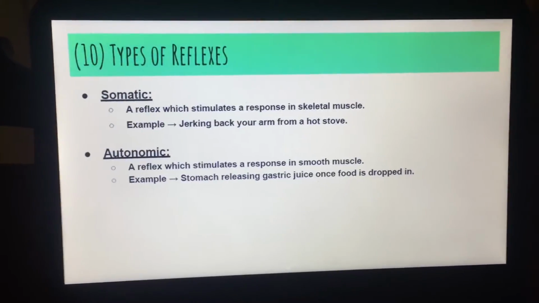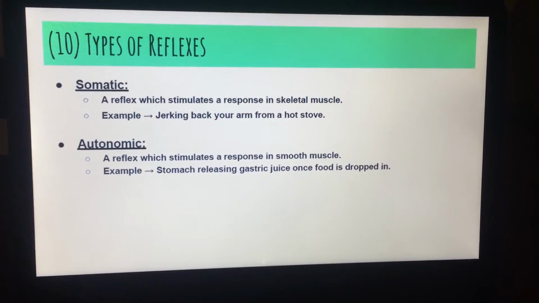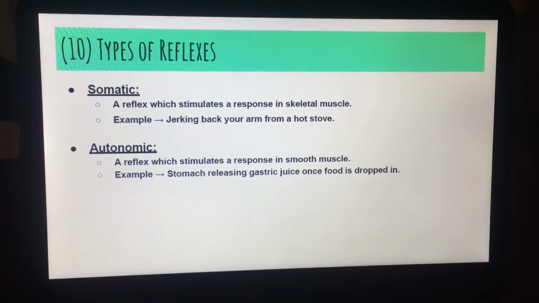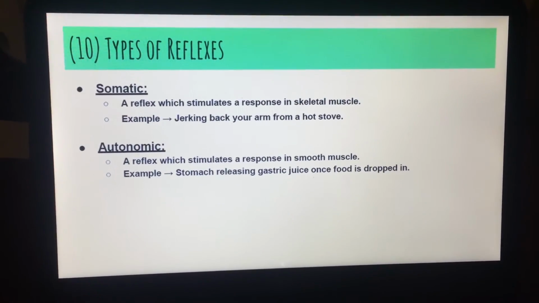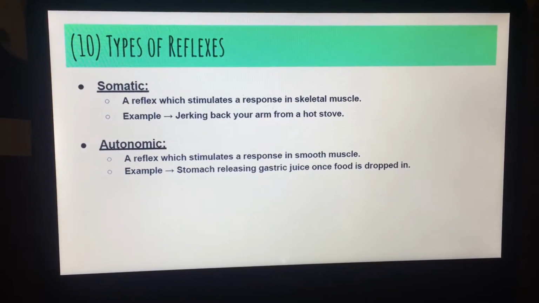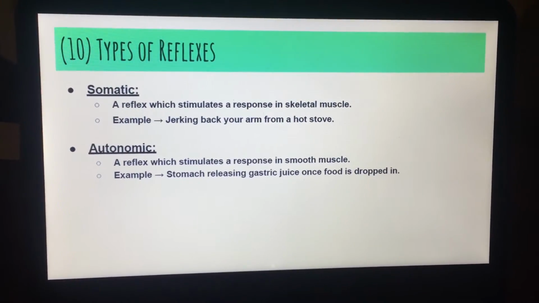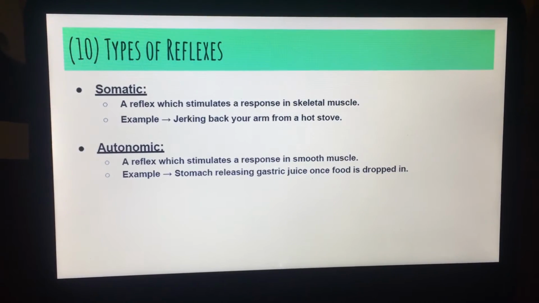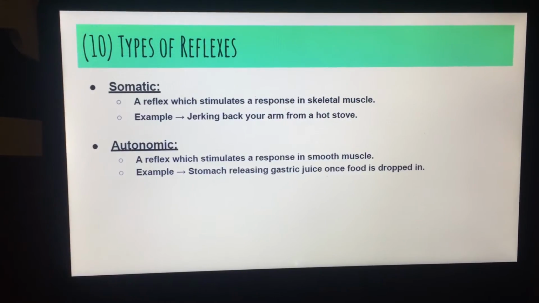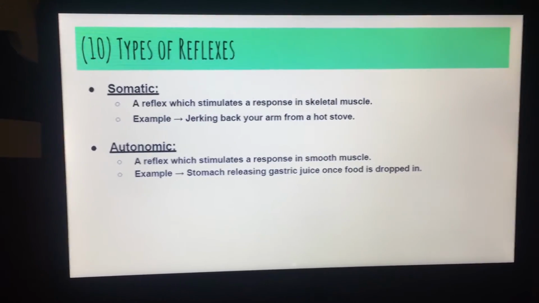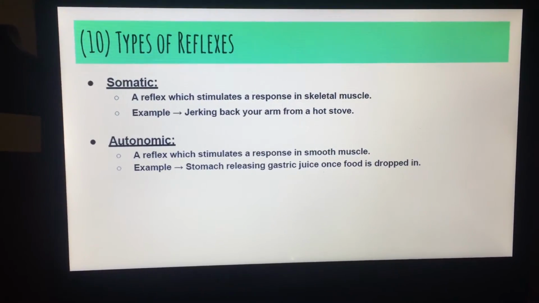Now you have two types of reflexes, somatic and autonomic reflexes. Somatic reflexes stimulate skeletal muscles. So these are the muscles on top of your bones, muscles that make up your arms, your legs, your face, your back, parts of your torso, your abdomen. Those are your skeletal muscles. So when you jerk your arm away from a hot stove, or you jerk your hand away if you touch something really sharp, anything like that is going to be a somatic reflex. And it's still the same pathway that we just looked at. It's just a specific type of muscle that's stimulated in this case.